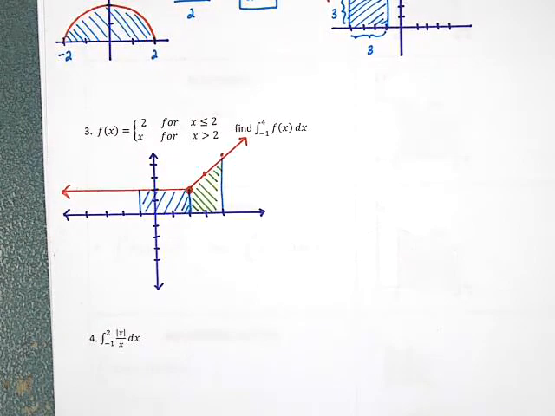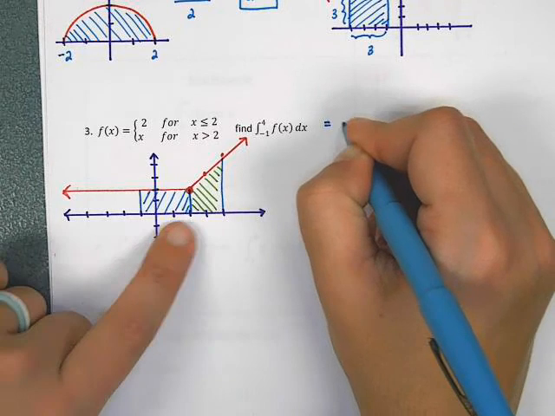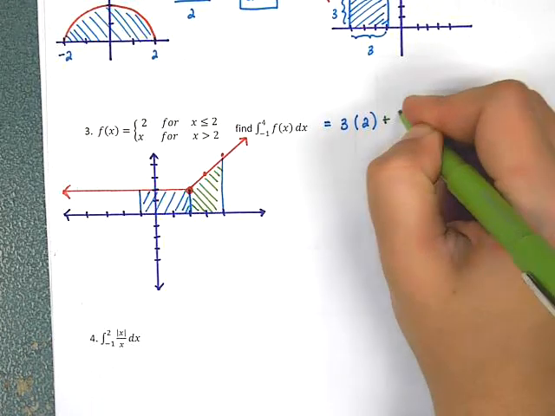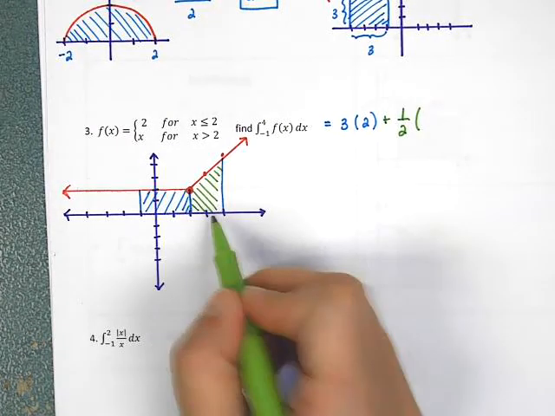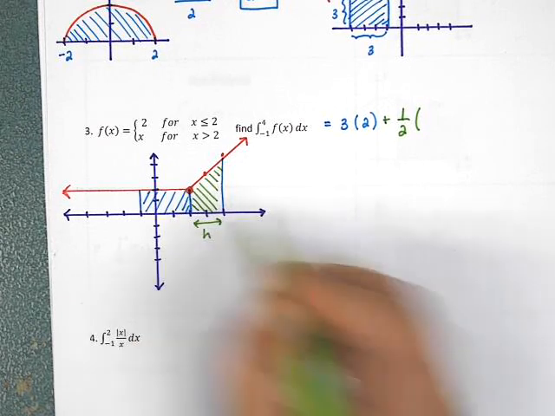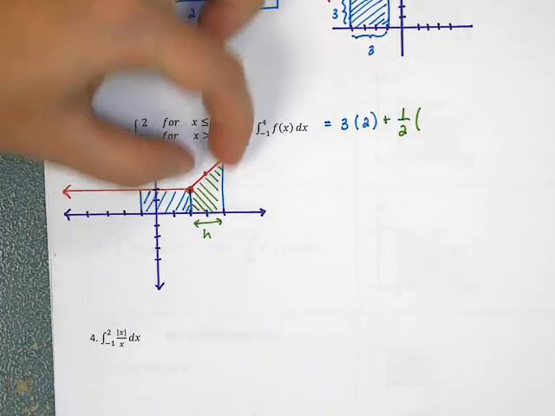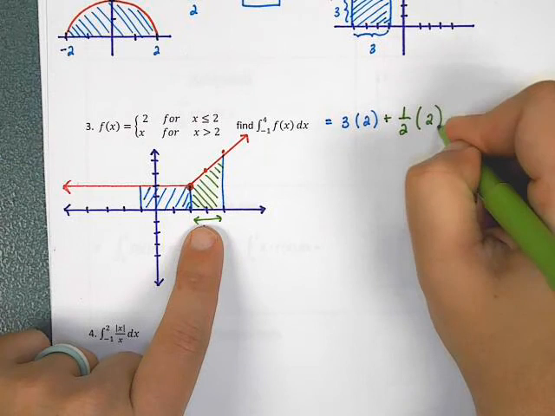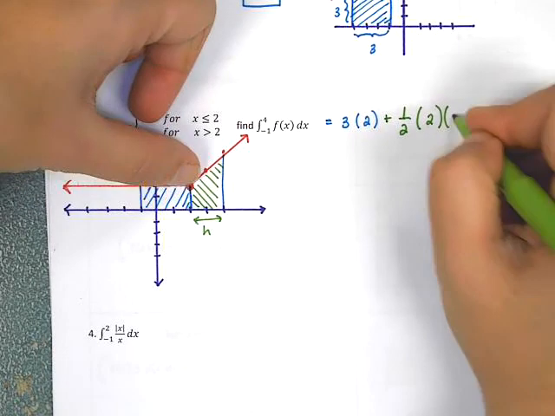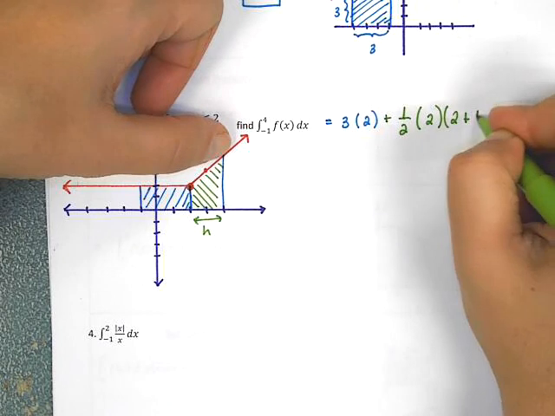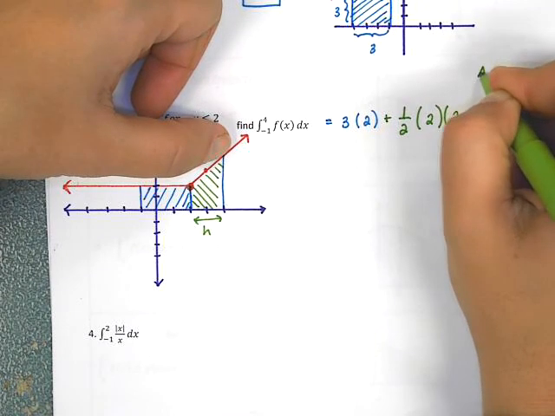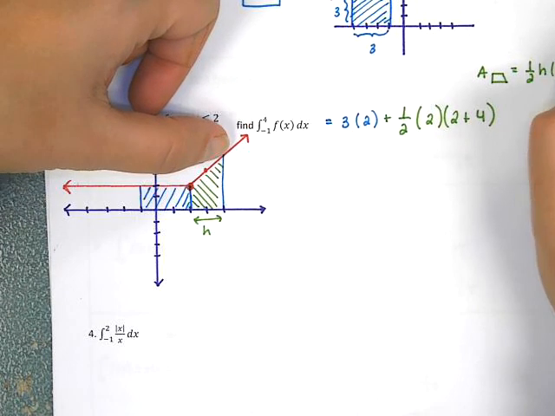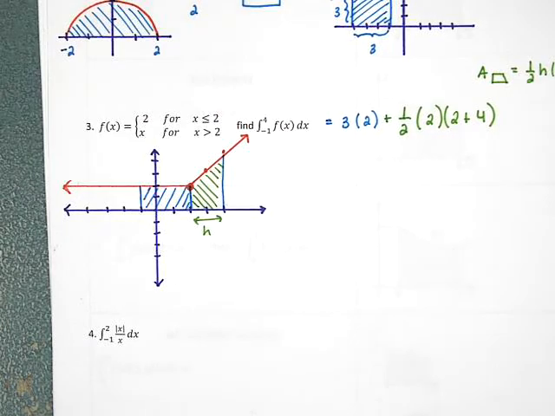So let's work on the rectangle first. The rectangle is just going to be base times height, so 3 times 2, plus the trapezoid's formula, which is 1/2 times the height. Now the height of the trapezoid here is actually sideways because the two parallel lines are these two lines, and the height is always the distance between those parallel lines. So the height is 2, base 1 is 2, plus base 2 is 4. The area of a trapezoid, by the way, in case you forget, is 1/2 times the height times base 1 plus base 2. So it's a good formula to remember.